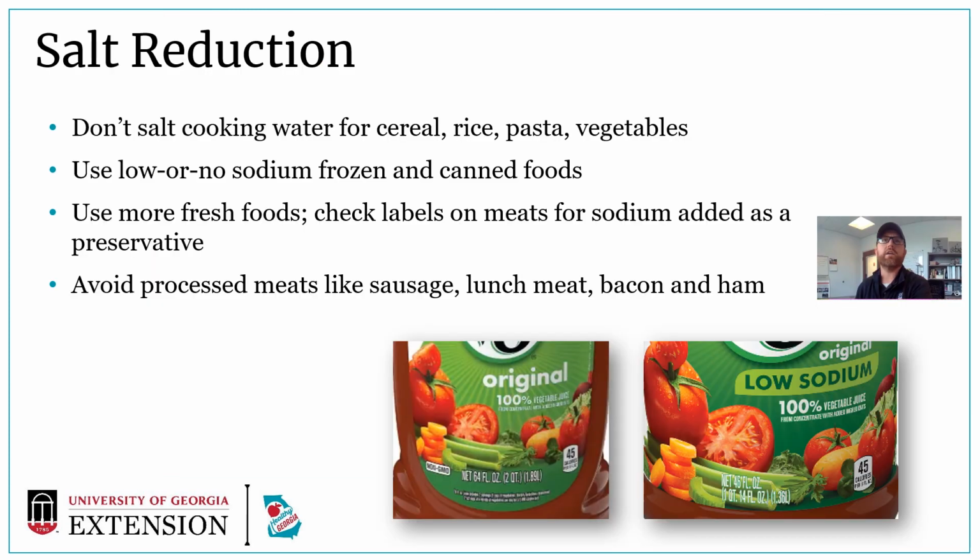An easy way to start cutting salt is to not salt the cooking water for rice or oatmeal or pasta and vegetables. Now, there are many low sodium frozen and canned foods that are often right next to the regular high sodium versions in the store. Of course, a wonderful way to cut sodium is to use more fresh foods and fewer processed foods. Fresh food from produce stands and farmers markets frequently tastes better and needs less salt to bring out the flavor. Also use fresh meat, chicken, and fish, and fewer processed meats like bacon, lunch meat, and ham.